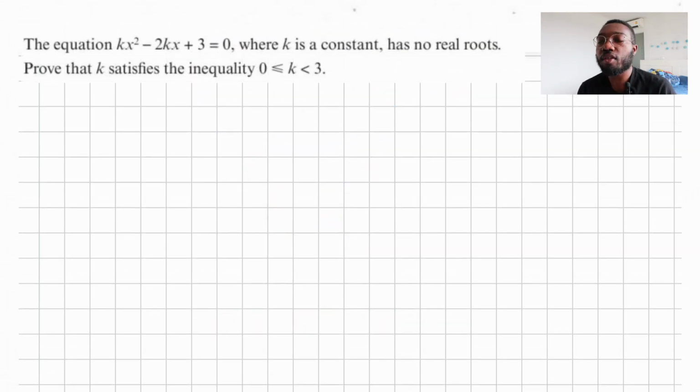So for this last question, we have the equation kx squared minus 2kx plus 3 is equal to 0, where k is a constant, and this equation has no real roots.